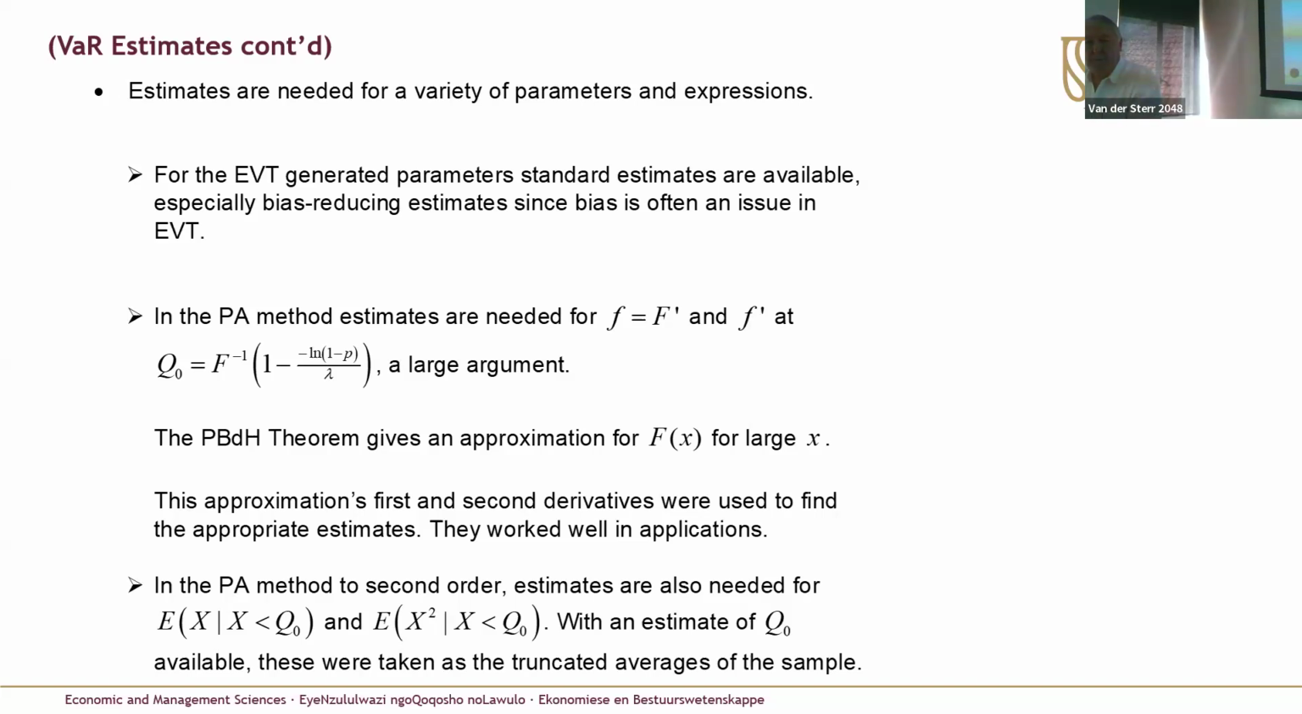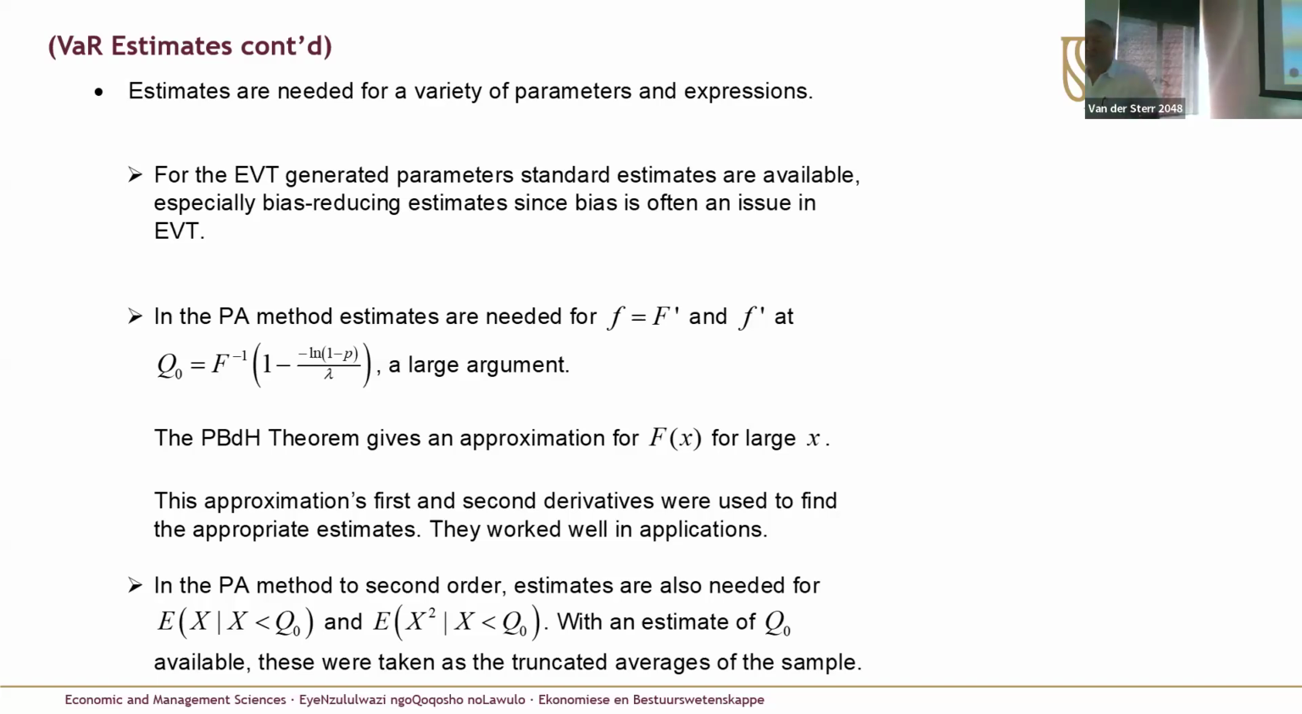And in this sits various parameters that I'm not going to go into the estimation. They're the extreme value theory parameters that follow from the extreme value theory application. And those are fairly standard, not particularly easy, but standard in terms of that there are well-known ways of estimating them, especially with bias reducing estimators because of the bias that creeps in extreme value theory. So they are well established.